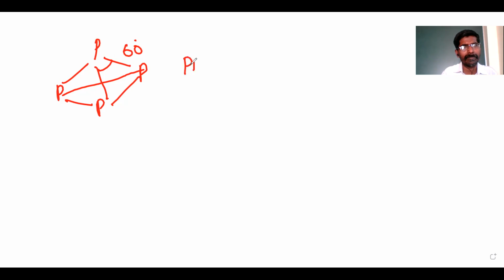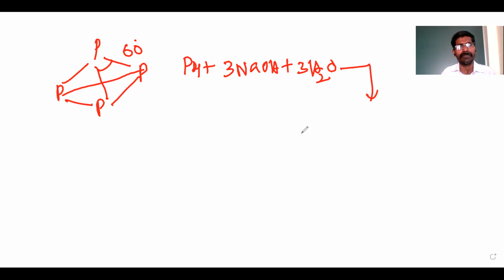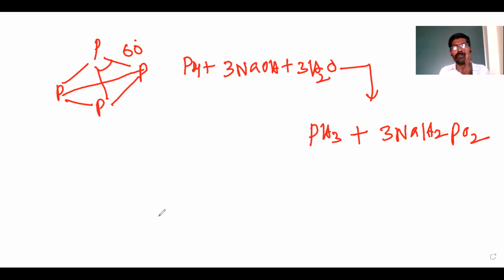Once again, here I am repeating the equation. P4 molecules react with 3 moles of NaOH and water. It produces the phosphine compound, PH3, and 3 moles of NaH2PO2 type of compound. Sodium hypophosphite is formed. So these are the forming compounds.